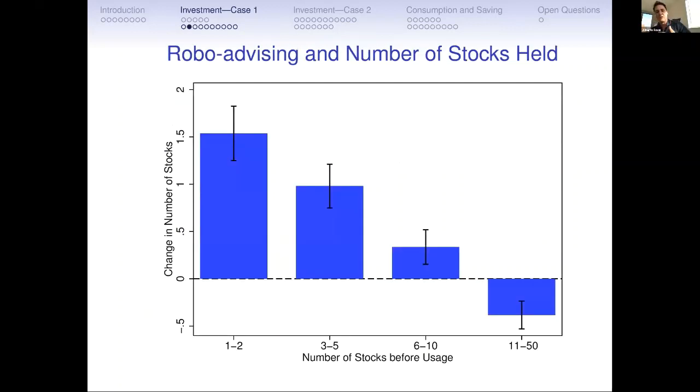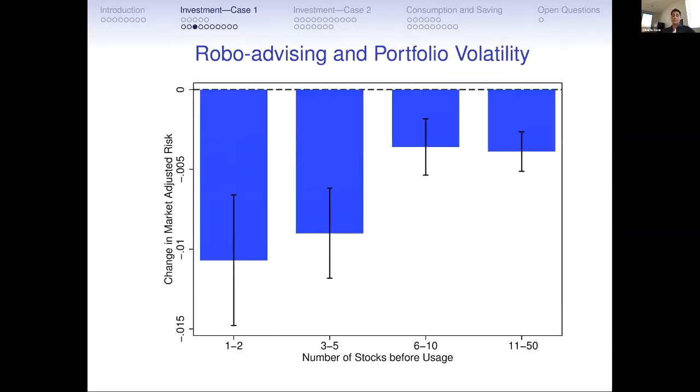Just to give you a sense of graphically what the results are, this is the average change in the number of stocks as a function of how many stocks the individuals had before. And so what you see is a clear, very nice monotonic declining relationship. Those individuals that had very few stocks before using the Robo-advice effectively increase the number of stocks they have. Those instead that already maybe had 30, 40, or 50 individual stocks end up reducing the number of stocks they hold in their portfolio.